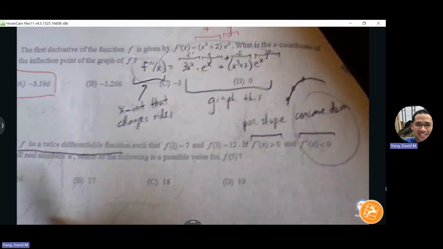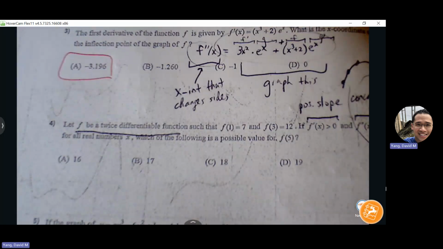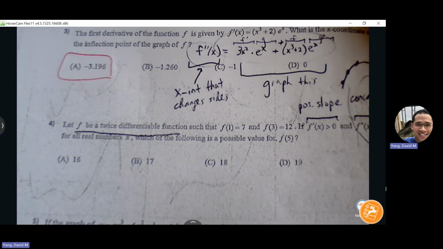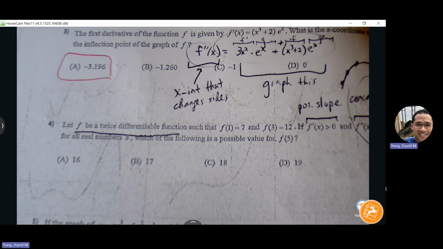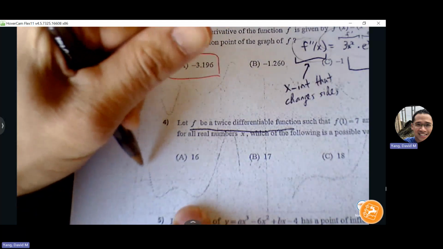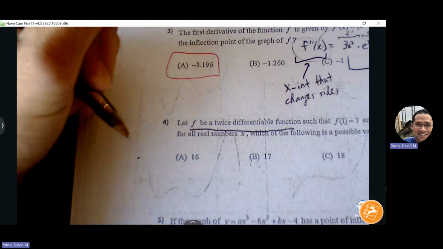It says, which of the following is a possible value for f of 5? Let's create maybe an ordered pair here, or a table of values, so we can see some relationships here.